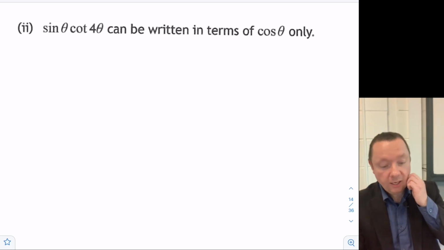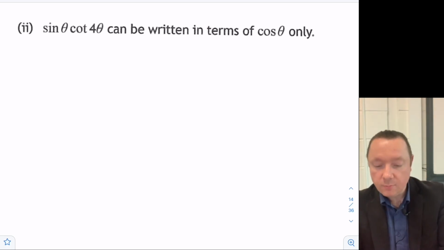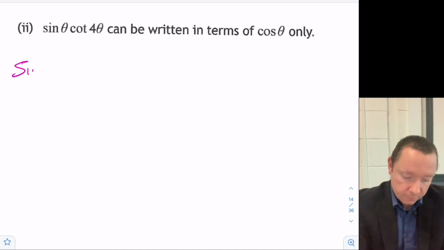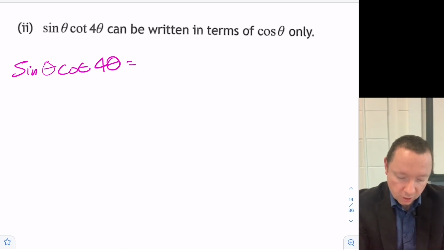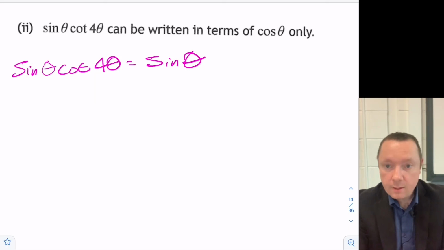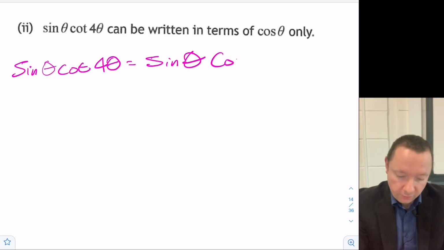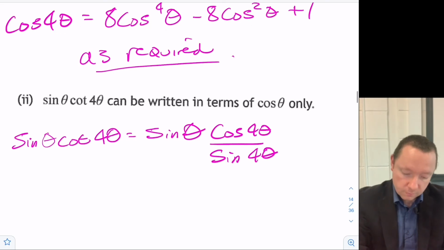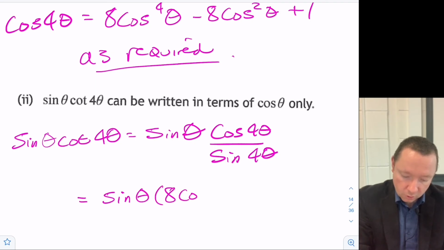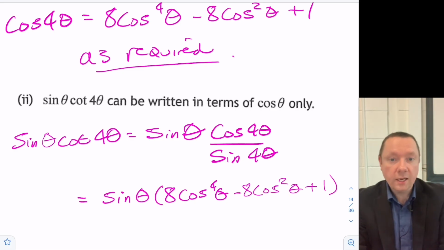Okay, part 2, sine theta cot 4 theta can be written in terms of cos theta only. So sine theta cot 4 theta, well, that's just sine theta times the cos of 4 theta over the sine of 4 theta. So that equals sine theta times 8 cos to the power of 4 theta minus 8 cos squared theta plus 1, all over sine 4 theta.